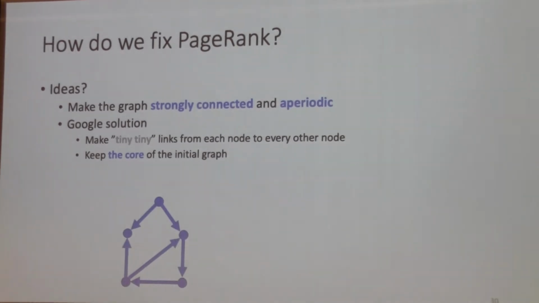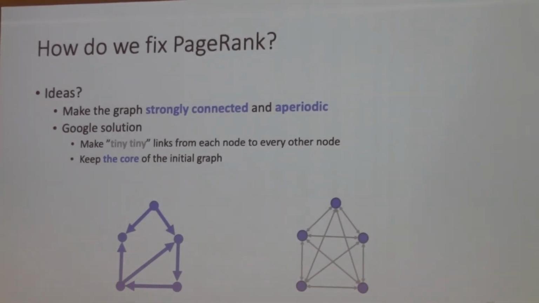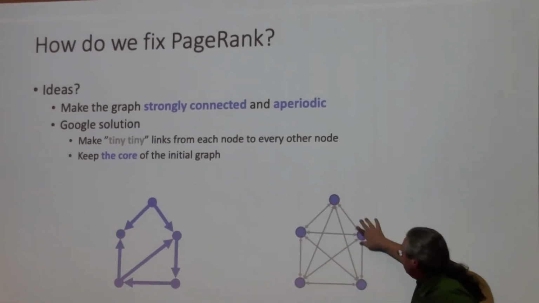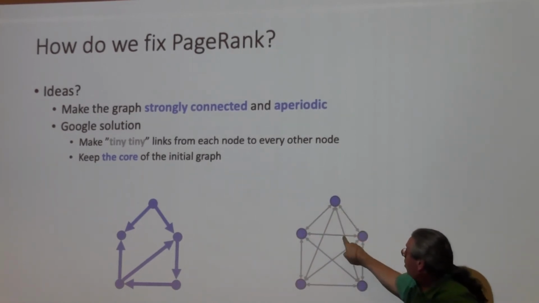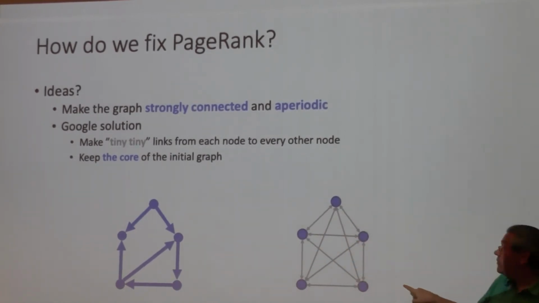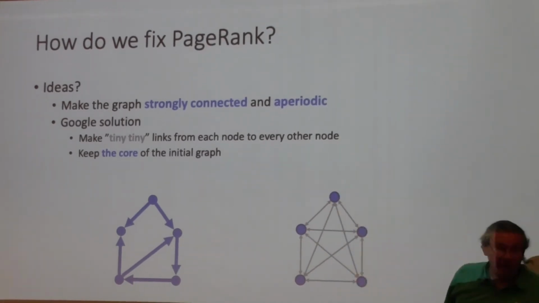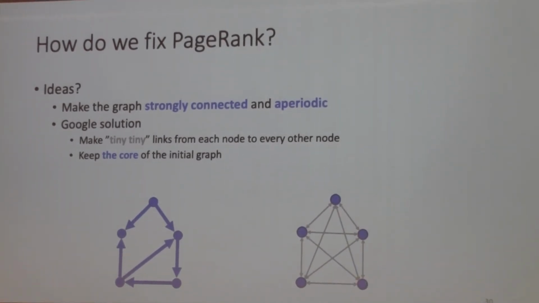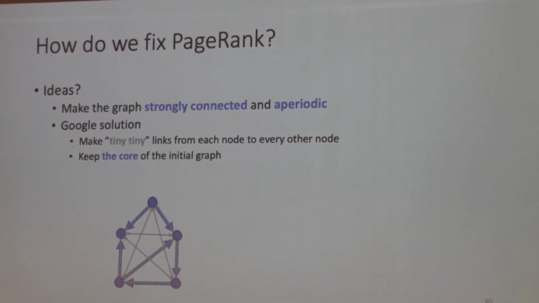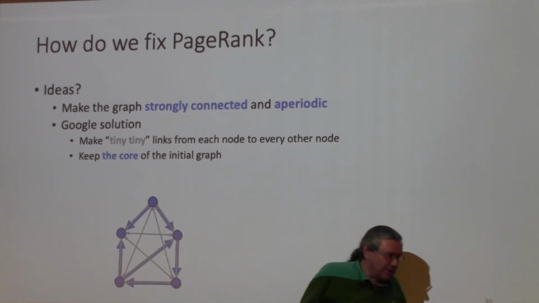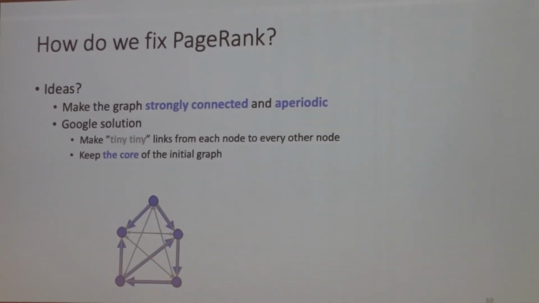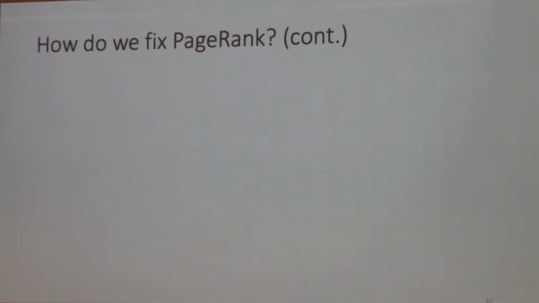So if you have the original graph here, you have a complete graph here where every node is linked to every other node with a small probability that you take that link, but it's linked everywhere, and then you combine them. Do something like this. And once you do that, you can fix it, and then the PageRank works. But in terms of matrices, it's different now.